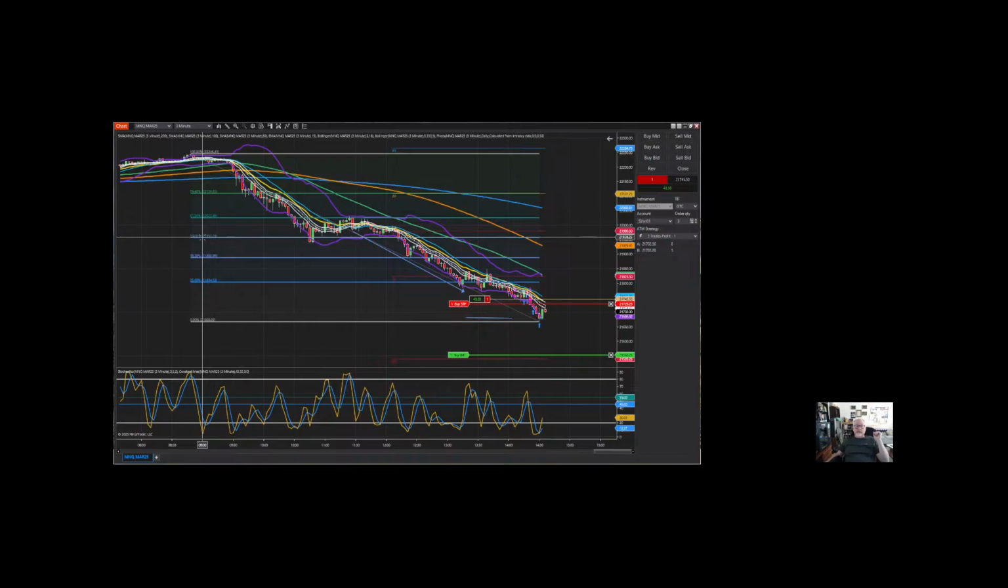Here's 50% retracement, almost back to S1. 38.2%. 23.6% brings it back to S2. So now we've got this mark going after the S3 line. Let's see what side wins.